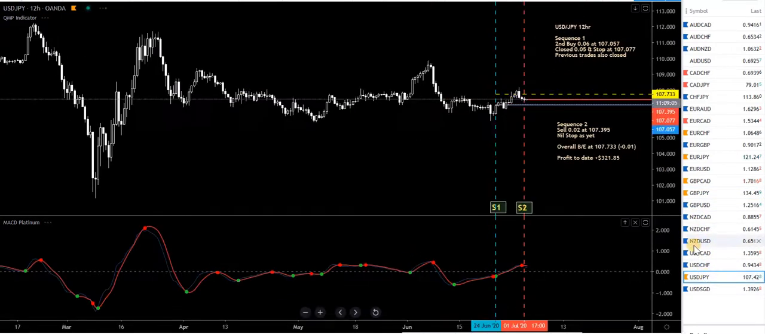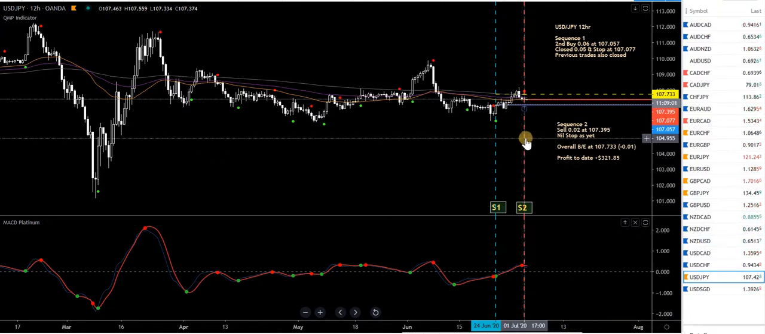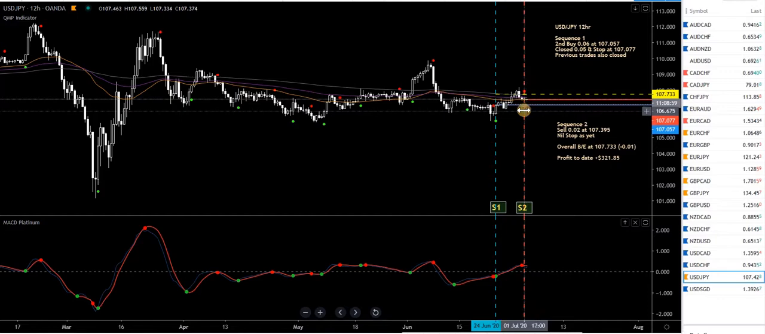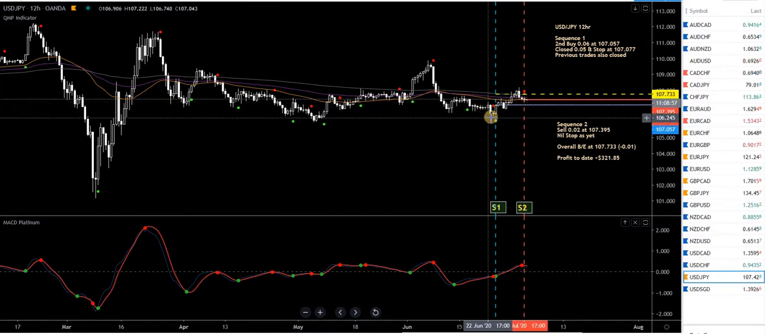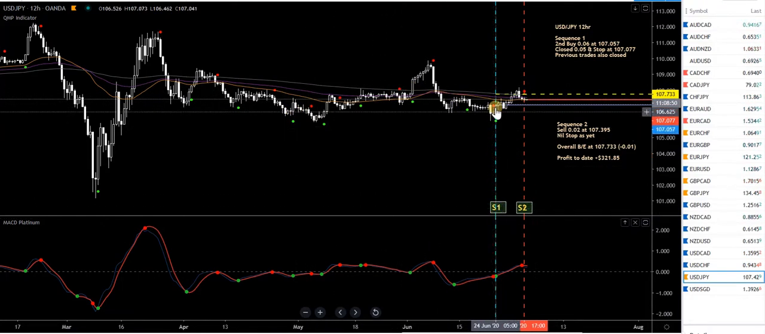Right, USD, Japanese yen. All right, this afternoon, just new sell trade in here. Very tight, not much happening. MAs are very flat. The yen, so sequence one's a buy, so that's sweet. And there's a stop in place. It's hard to see. I'll see if I can make it bigger for you.